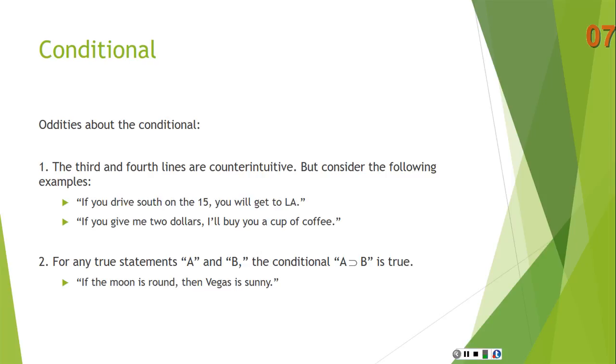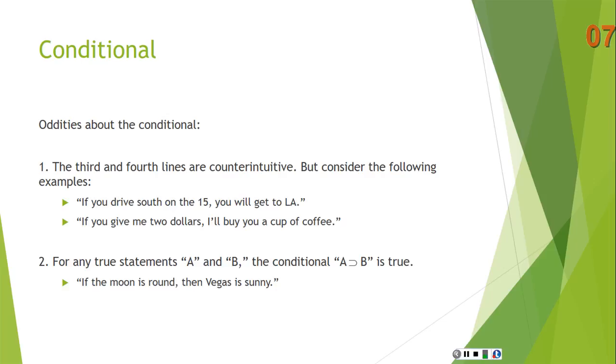Now, here's a counterintuitive consequence that I can't really get rid of. It's just the nature of the conditional. It's this: for any true statements A and B, the conditional A horseshoe B is true. So here's one. If the moon is round, then Vegas is sunny. Well, the counterintuitiveness of this is that the statement is true, and yet the moon's being round doesn't have much to do with Vegas being sunny.